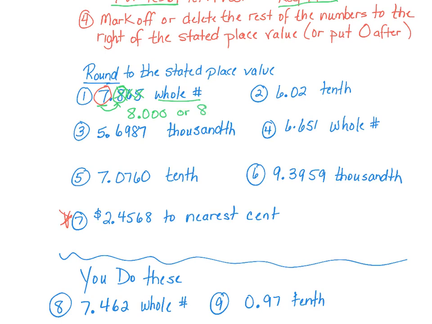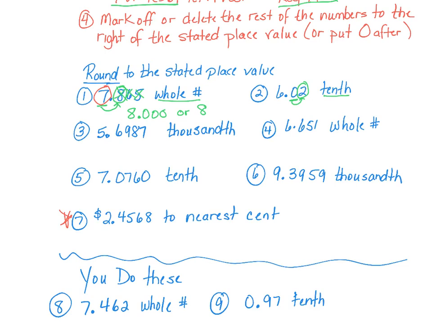Okay, number 2 says 6.02. We want to go to the nearest 10th. That's what it says, 10th. I know the 10th position is 1 behind. Okay, so I underline that position. Second step is draw an arrow 1 to the right, and I look at that number 2. That is not 5 or more, so I'm going to let it rest.